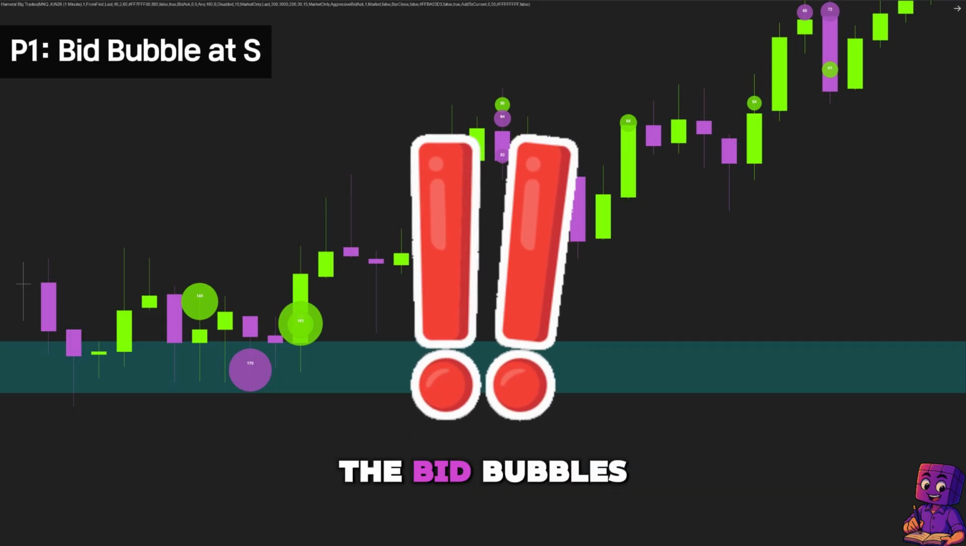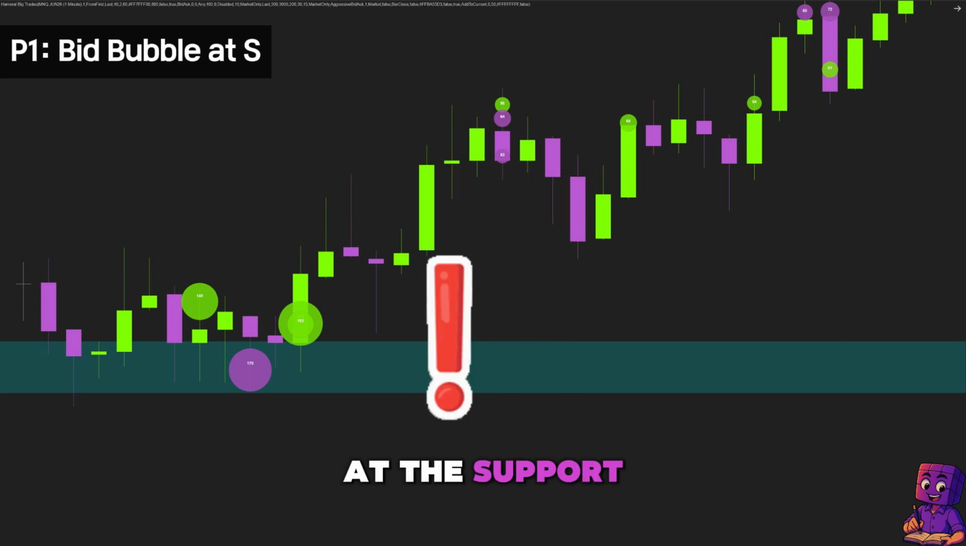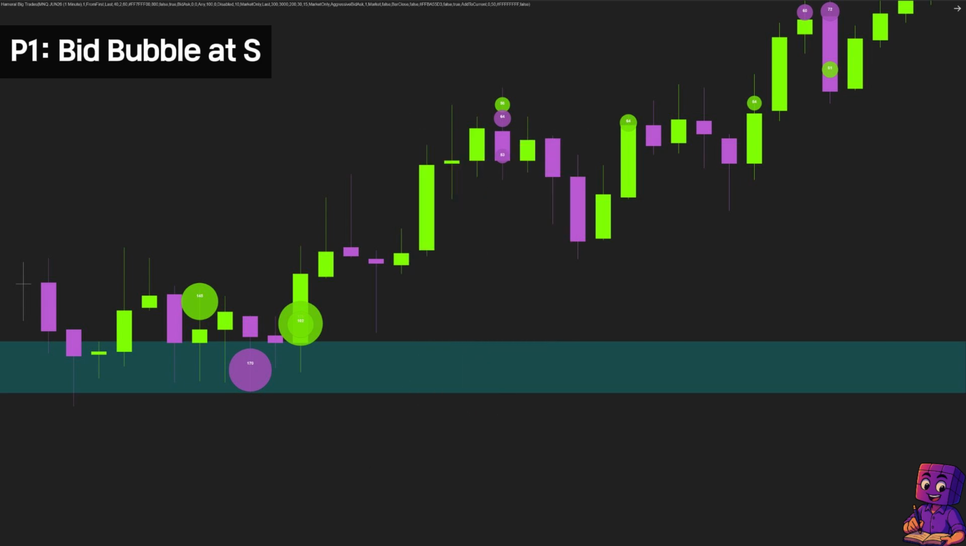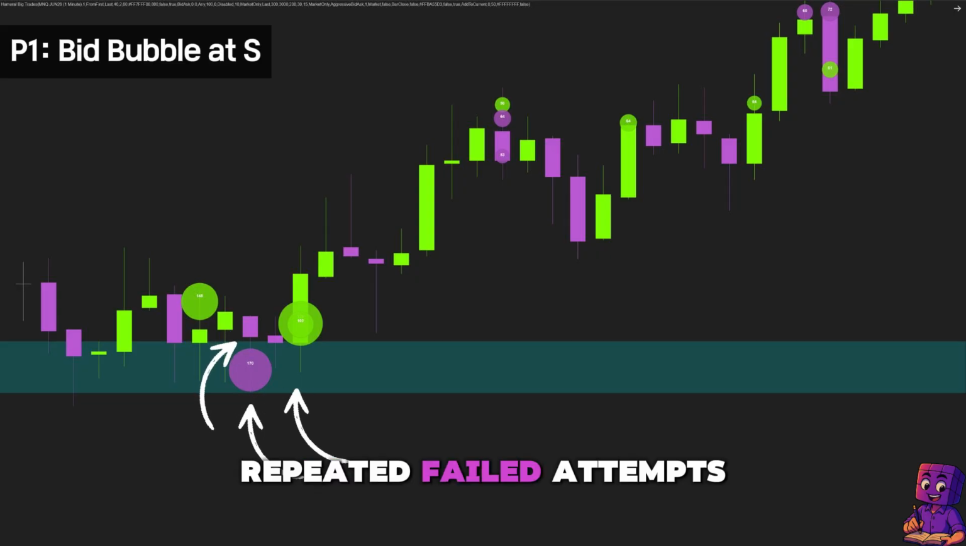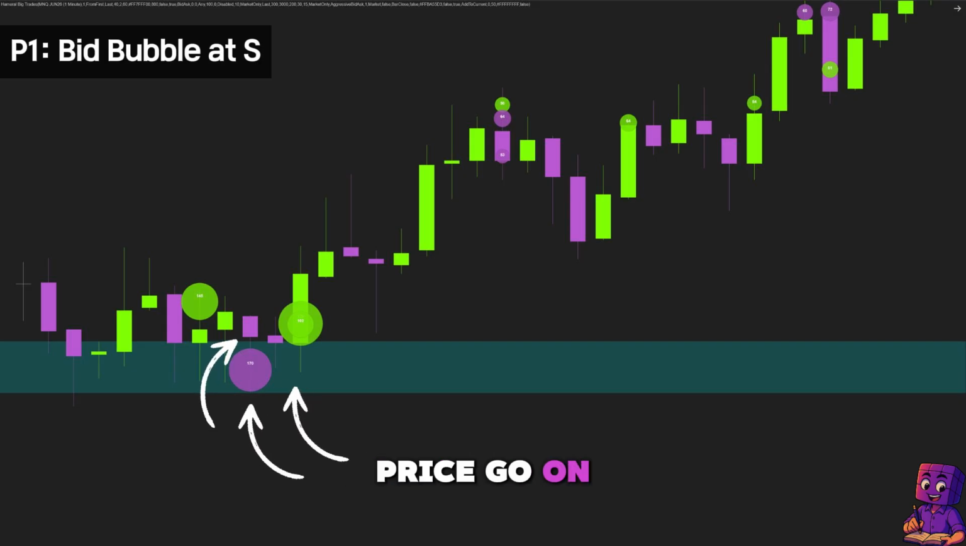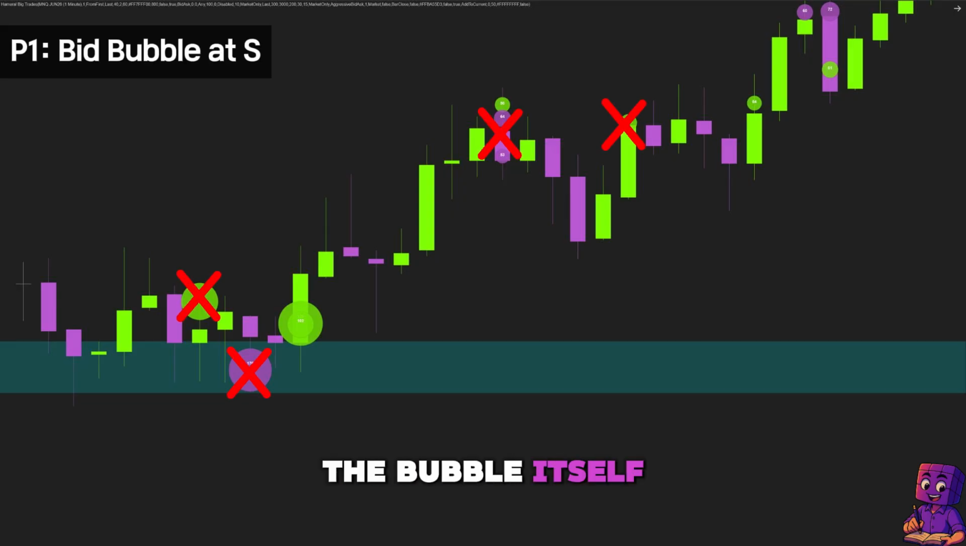But not all the bid bubbles at the support are the best. What we want to see: rejection, a wick at the low, a candle closing above the bubble, and repeated failed attempts to go lower. Every time the price goes to the bubble area, it rejects. Then bullish follow-through on the next candle: we see a nice bullish candle closing above the previous close. How do most strategies trade it? We don't buy the bubble itself.